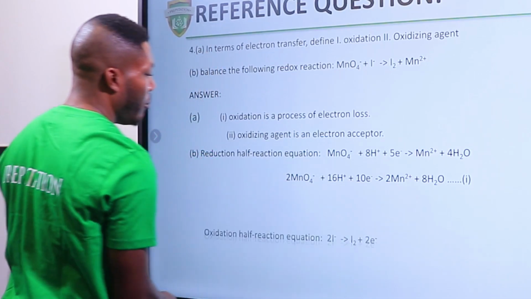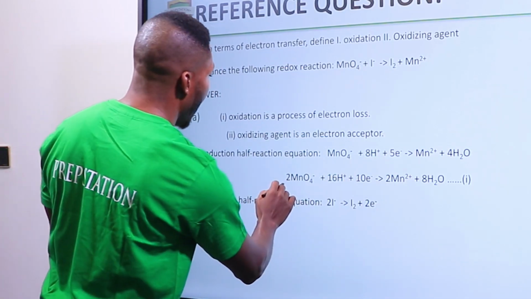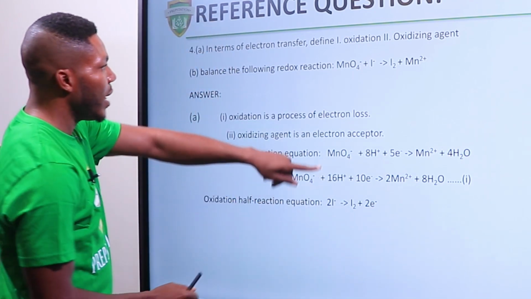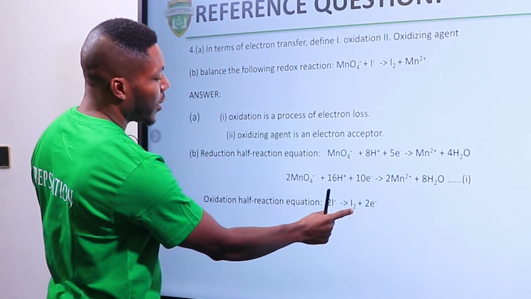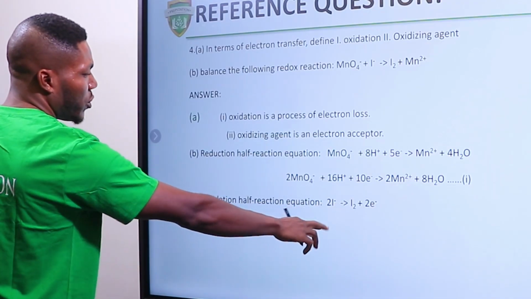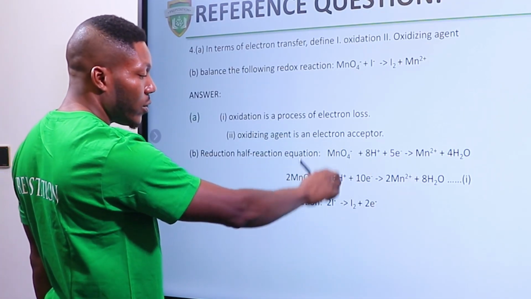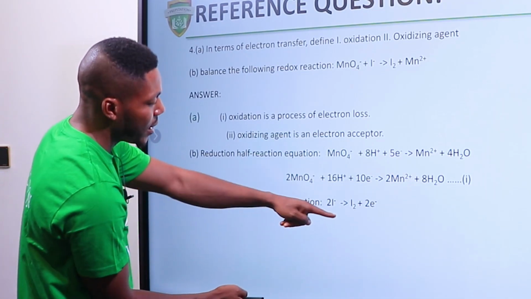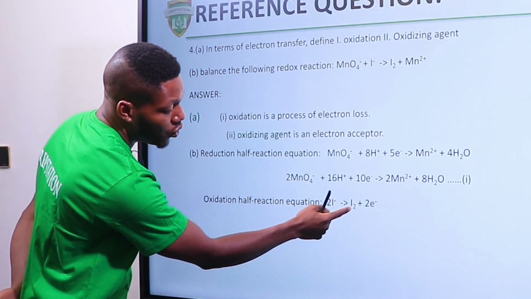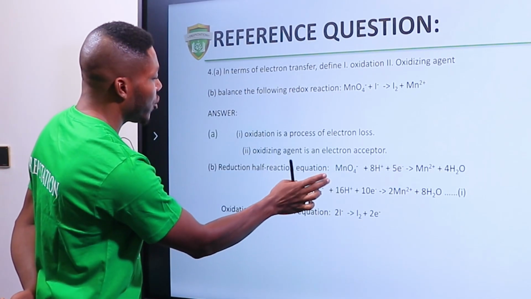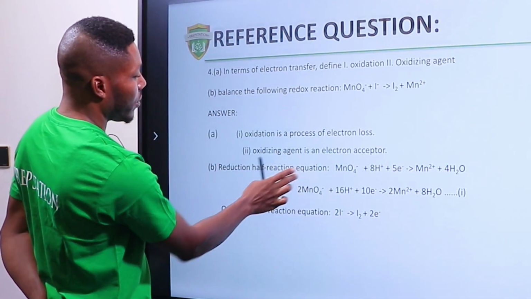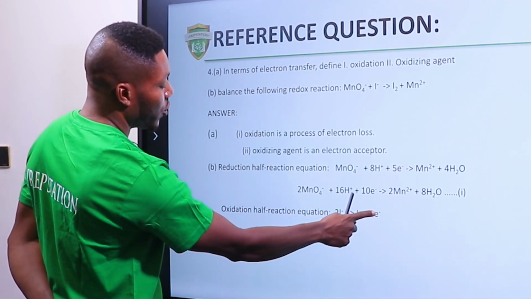Before this, let me bring this up so you know the reason why I brought this in. The next step is to write your oxidation half equation, from iodide ion to iodine, which is oxidation. Balance the atoms by putting 2, then balance the charge by adding 2 electrons to it.